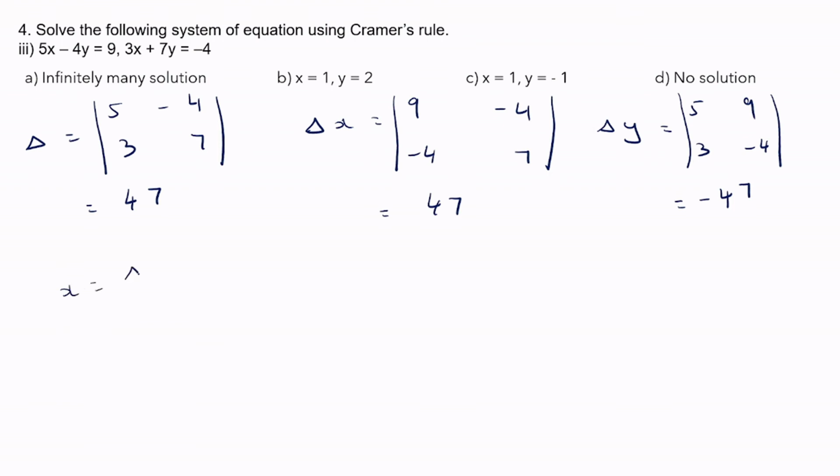Now x is equal to delta x by delta. So it is 47 by 47, 1. And y is equal to delta y by delta. It is minus 47 by 47, which is minus 1. So the correct option is option C.